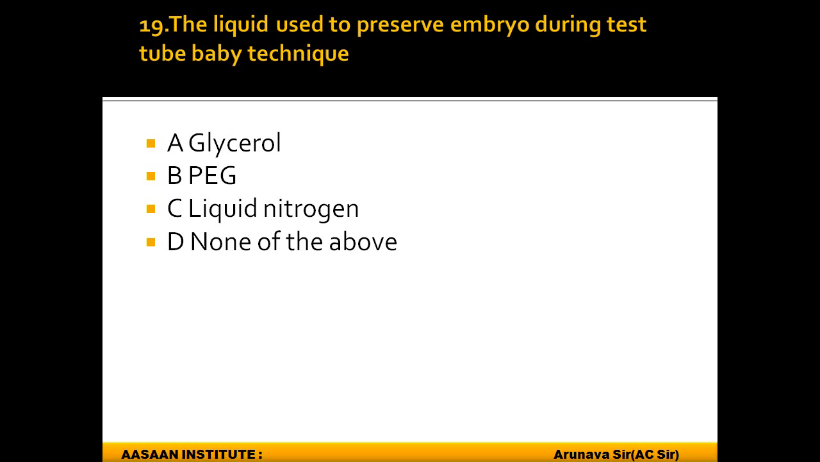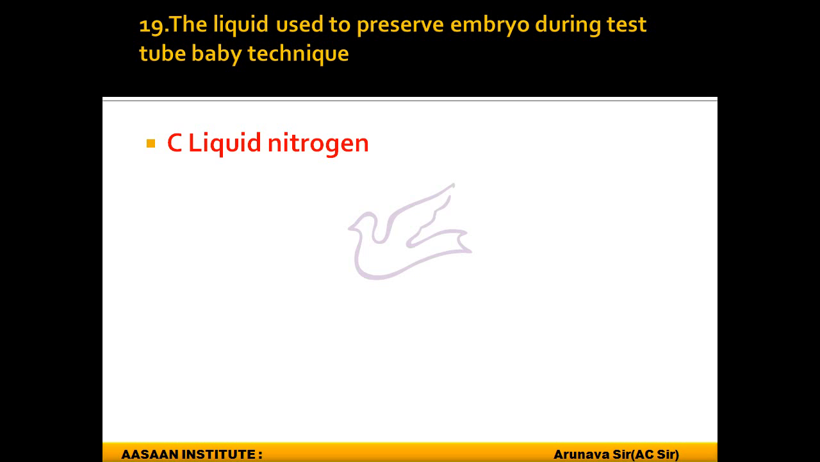The liquid used to preserve the embryo during the test tube baby technique, that is most important, and this is also called cryopreservation, where liquid nitrogen is used, right? So C is the right option for question number 19. Now go to our question number 20.